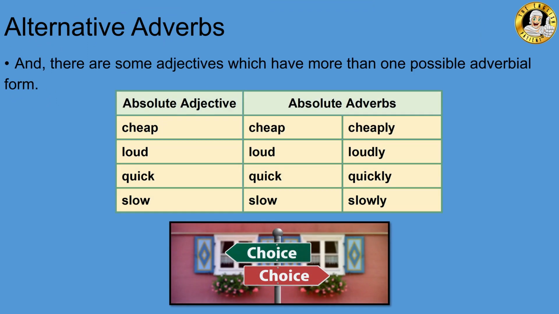Now, there are some adjectives which actually have more than one possible adverb form. For example, cheap, you can use as an adverb also cheap, the same as the adjective, but you can use cheaply as well. Loud, loud or loudly. Quick, quick or quickly. Slow, slow or slowly. So you can opt whether you want to simply use the adjective as an adverb without any change, or you can add the ly for those very common adjectives.